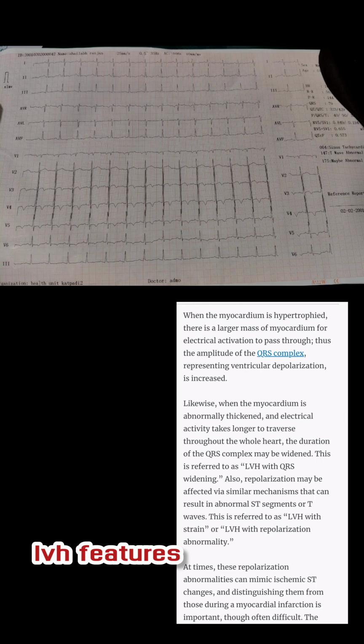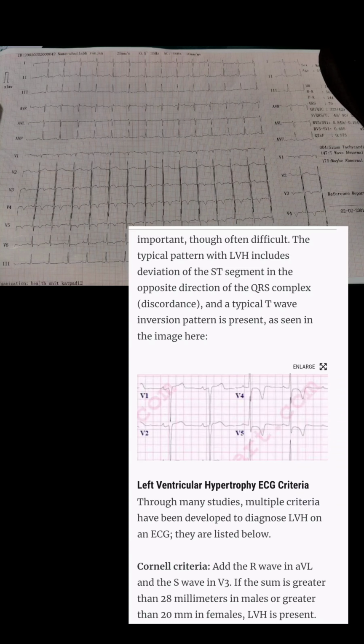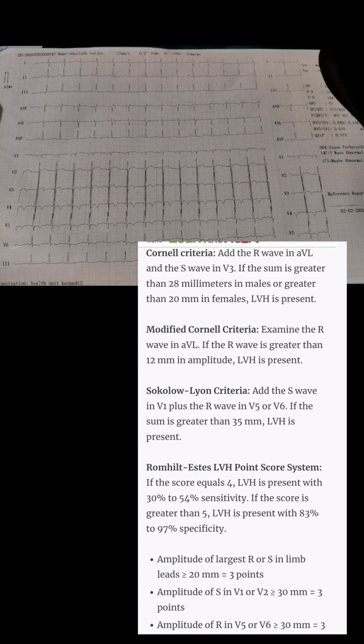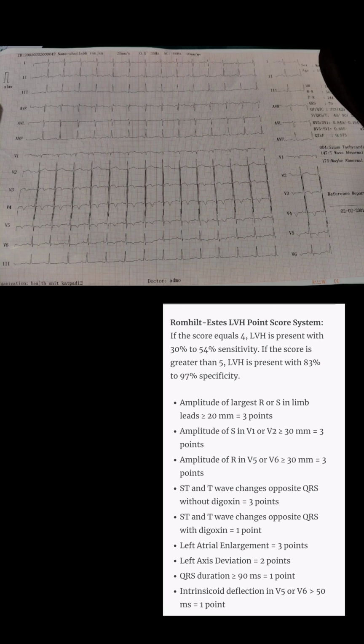Left ventricular hypertrophy: if the myocardium is hypertrophied, the amplitude of QRS representing ventricular depolarization is increased. It can be LVH with QRS widening or LVH with left ventricular strain, which is a repolarization abnormality. We have to differentiate this from ischemic heart disease. Take the R wave in AVL and the S wave in V3; if the sum is more than 28 mm in males and 20 mm in females, LVH is diagnostic.